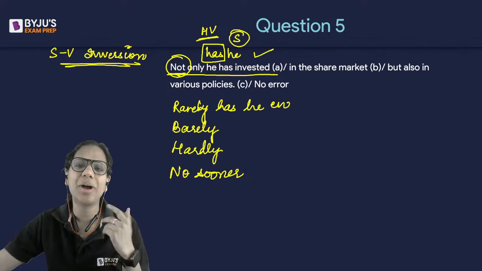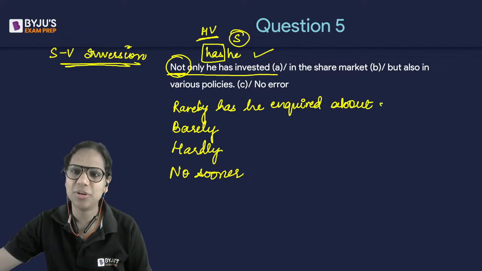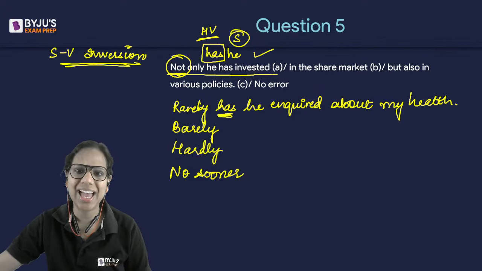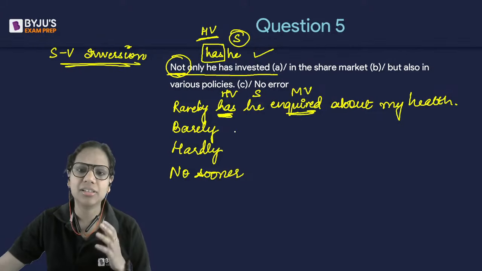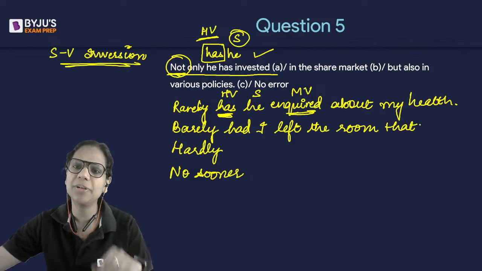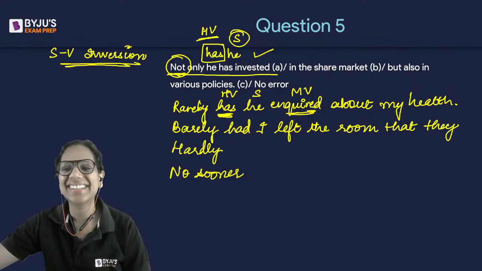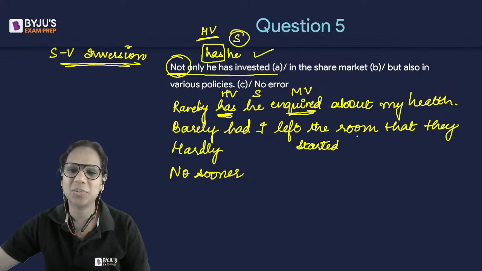Rarely has he inquired about my health. This is how I will write. Rarely has, the helping verb, then the subject, then the main verb. Barely had I left the room, that they started gossiping about me, right? Barely had I left the room, that they started gossiping about me.